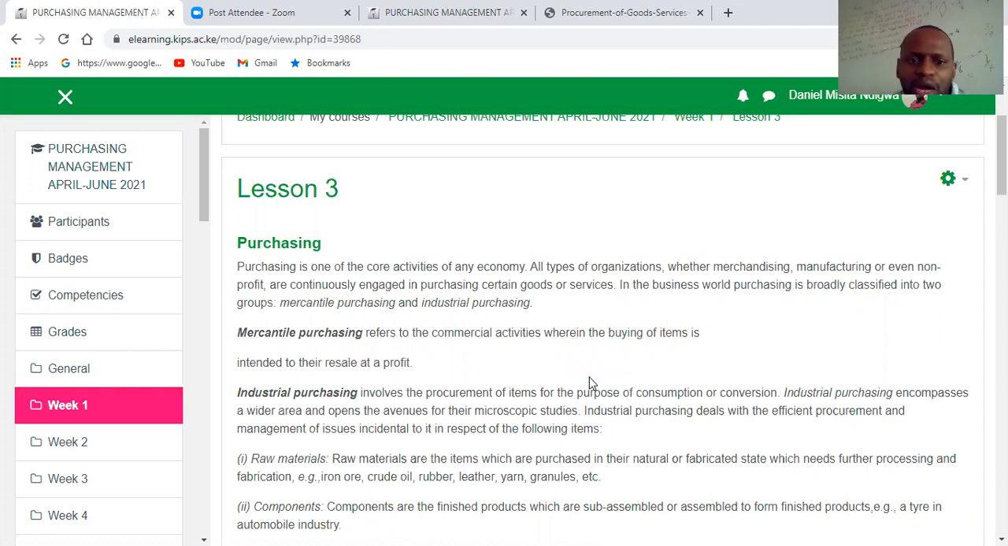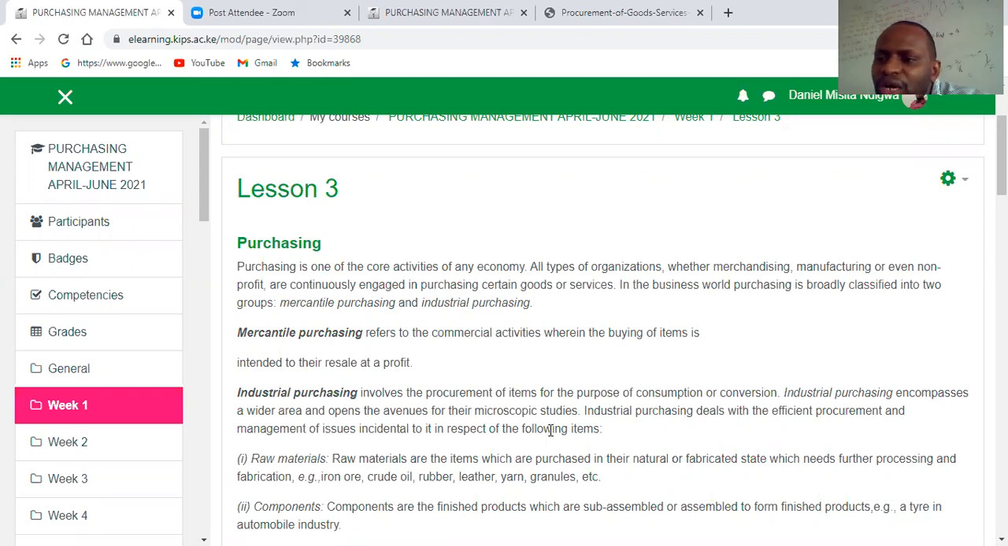So purchasing is one of the core activities in any economy. And all organizations, be it merchandising, manufacturing, or even non-profit organizations, always interact with purchasing. Purchasing can be classified into two. We have mercantile purchasing and we have industrial purchasing. Mercantile purchasing is a commercial activity that involves buying of items intended for resale at a profit.